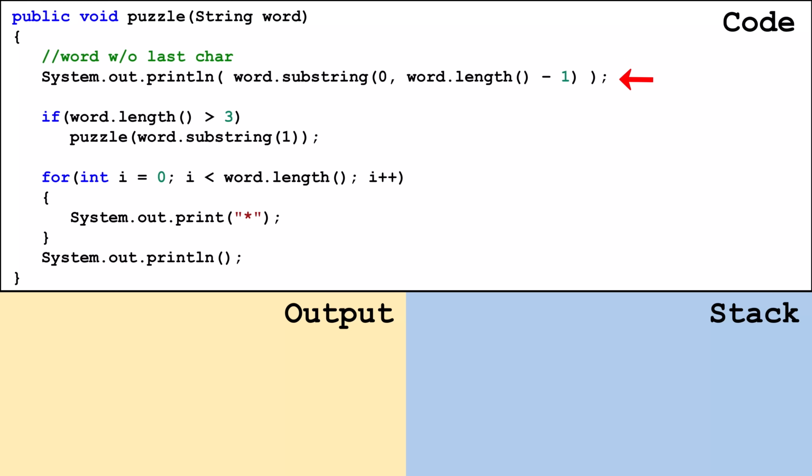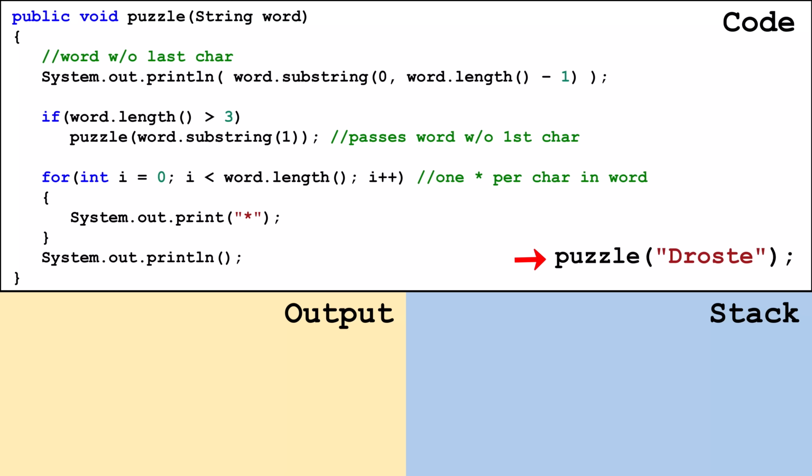This line will print out the value of the word parameter, except for its last character. If word has more than 3 characters, puzzle will be called again and will be passed the value of word without the first character. Remember, word will have different values in different stack frames. This piece of code prints 1 star for each character in the word. It uses print instead of print line, so all the stars will be on the same line. After the for loop is done, a print line will go to the next line.